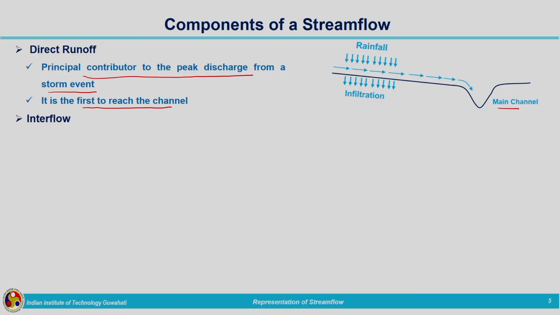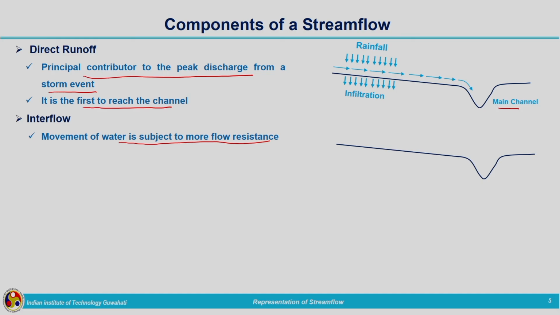And the second one is interflow, the contribution from the subsurface. The movement of water is subject to more flow resistance. When the flow is taking place beneath the ground surface, the resistance offered by the pores of the soil will be more. It will not be as smooth as the overland flow. In this way, schematically we can observe this.